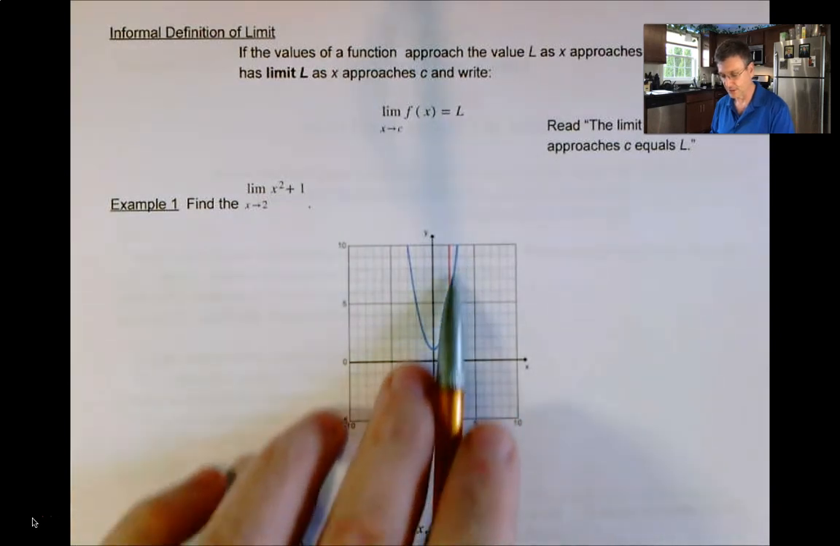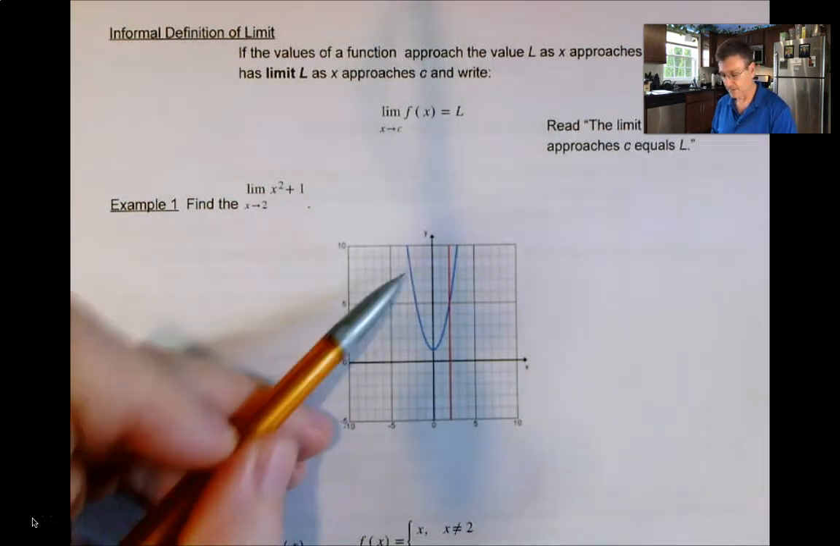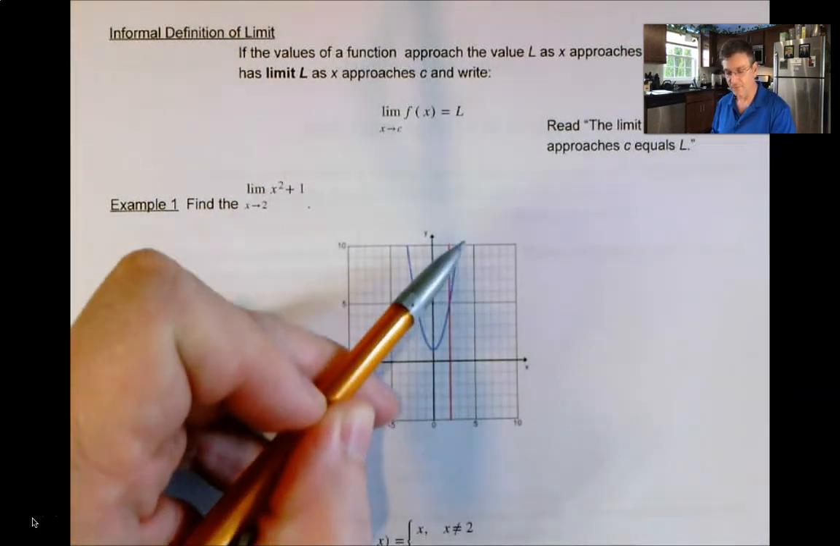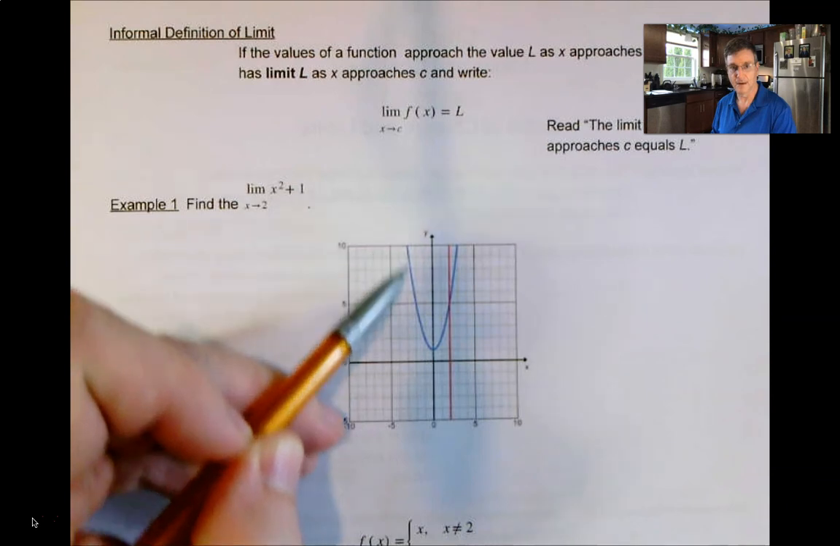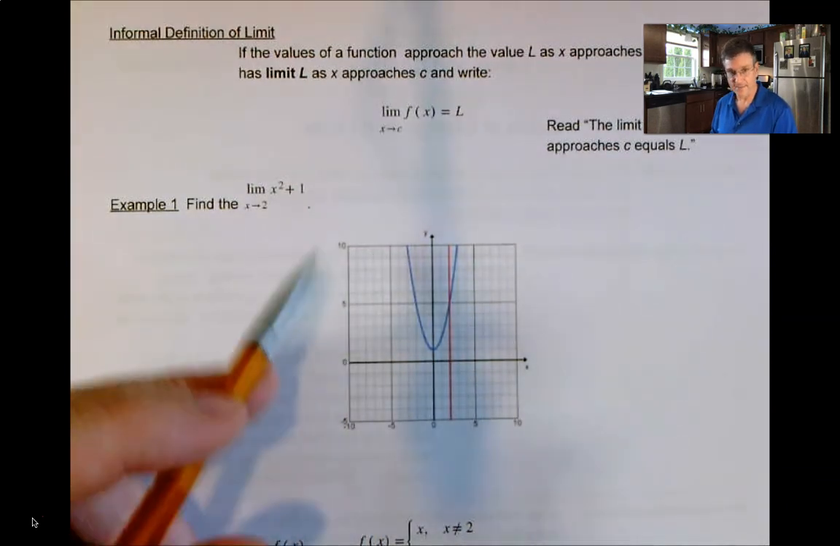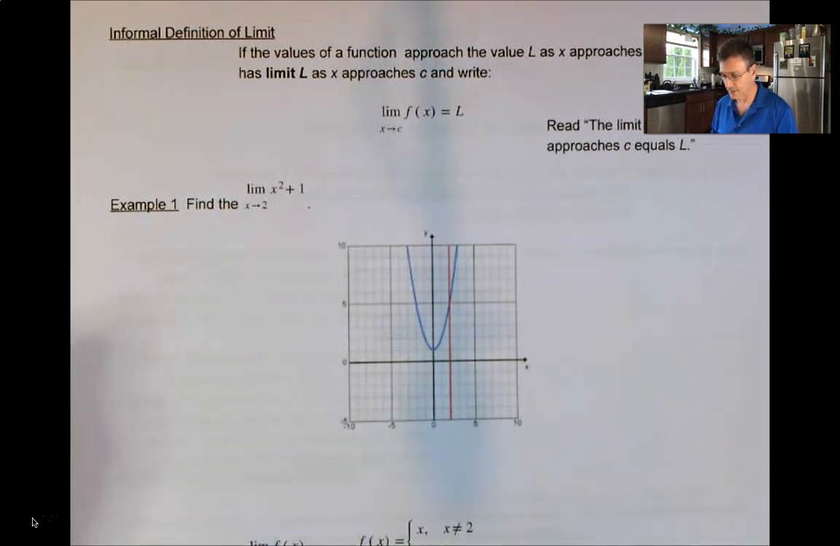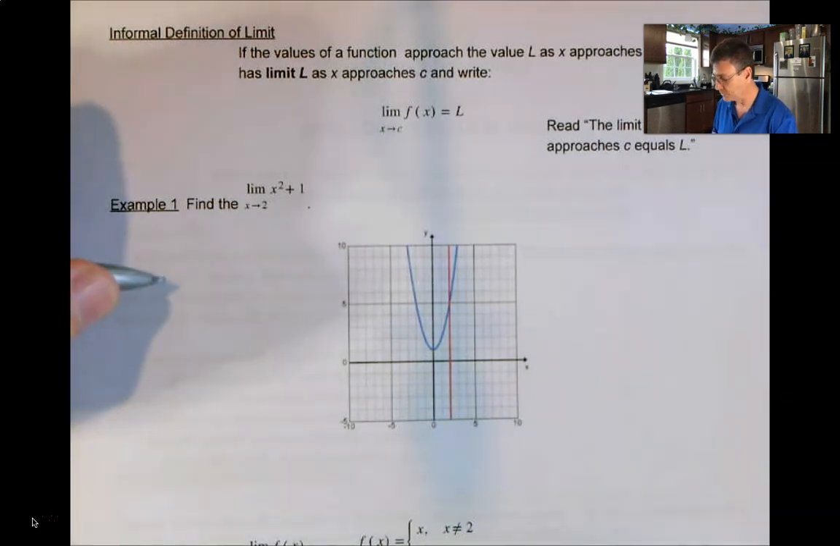Well, this function is smooth and continuous, which is very important in calculus. Continuous means as I draw it, I don't ever need to take my writing utensil off of the paper. The smooth piece means there are no jagged sharp turns or edges or cusps at all. So because this is smooth and continuous, we can do what we call direct substitution.